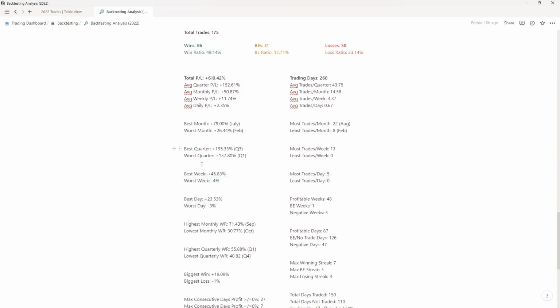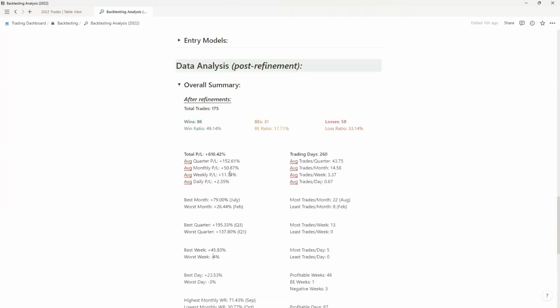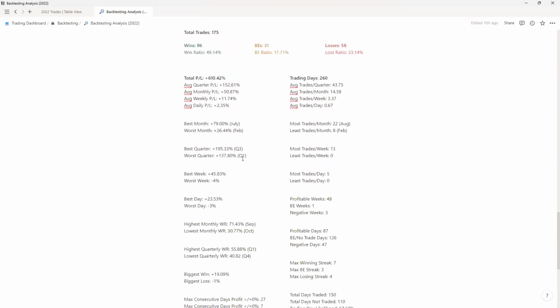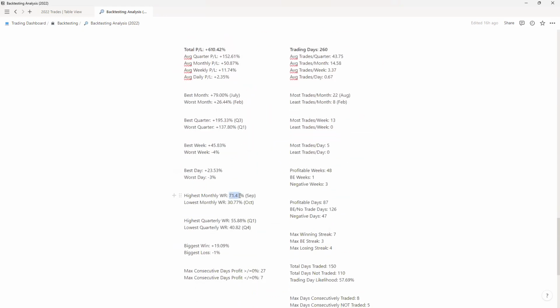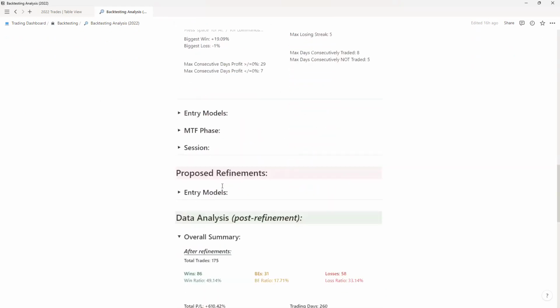But you're going to be able to see that our highest monthly win rate and our lowest monthly win rate, I believe they both improved. Where did we go? Highest monthly win rate. Yeah, so our highest monthly win rate before was 56.25%, and this time it was 71.43%. So you can see September had a really, really high win rate, and then our lowest was 30.77 post-refinement in October, and before the refinement it was 25% in October. So again, clear improvement.